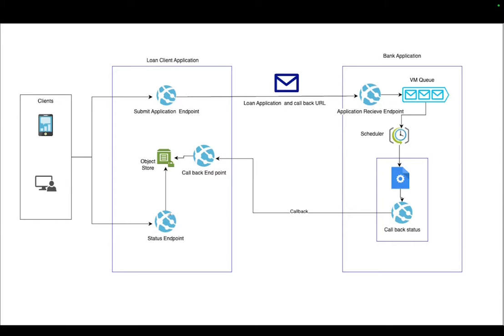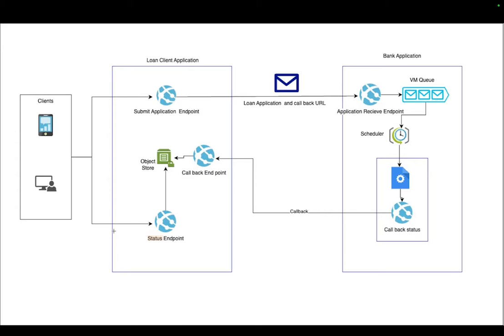And there is a status endpoint. After the submission of the application, the clients will check the status: what happened to the loan application? Is it approved, denied, or still in review? They will go to the status endpoint passing the application number. Then they will see that if it is still in the review process, your application is in review; if it is finished, you can see approved or denied. It's a very simple use case for understanding asynchronous processing.